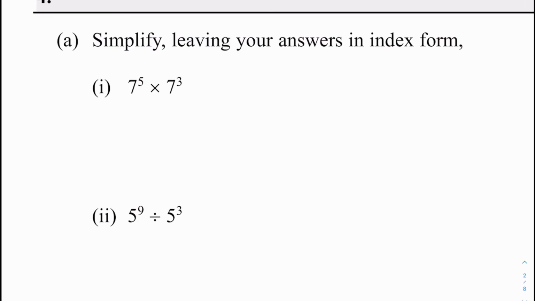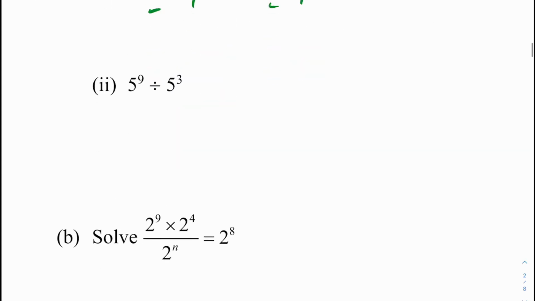Next question, simple one again, just the addition power rule. So it's 7 to the power of 5 plus 3, which is equal to 7 to the power of 8. So we just do 5 plus 3, so equal to 7 to the power of 8. Again, another easy one, 5 to the power of 9, take away 3. So this is equal to 5 to the power of 6.